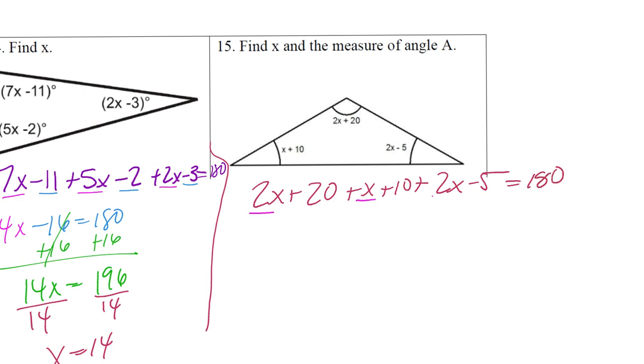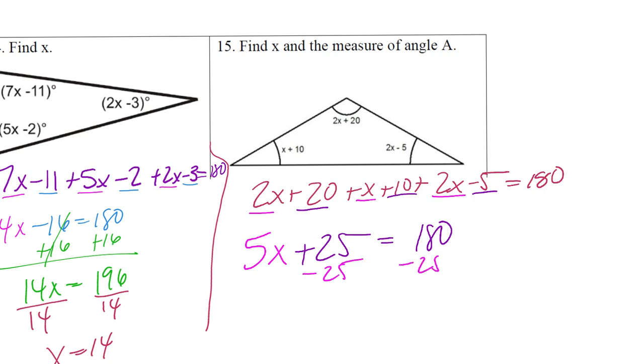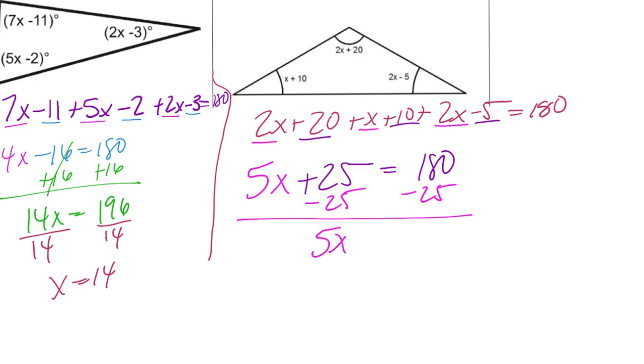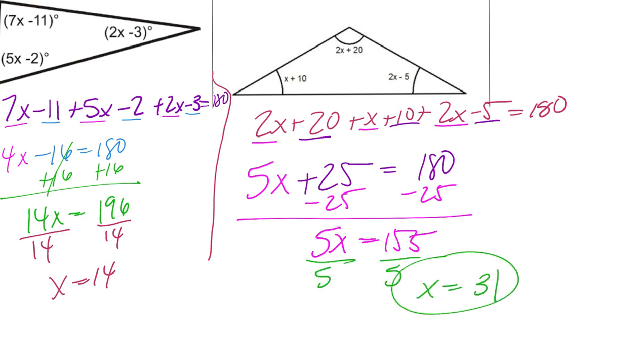Combine your like terms, 2x, x, and 2x gives you 5x. And looking at your numbers, 20 and 10 is 30. 30 minus 5 is 25 equals 180 minus the 25. So we get 5x equals 155. Divide that by 5 on both sides. So x is 31.